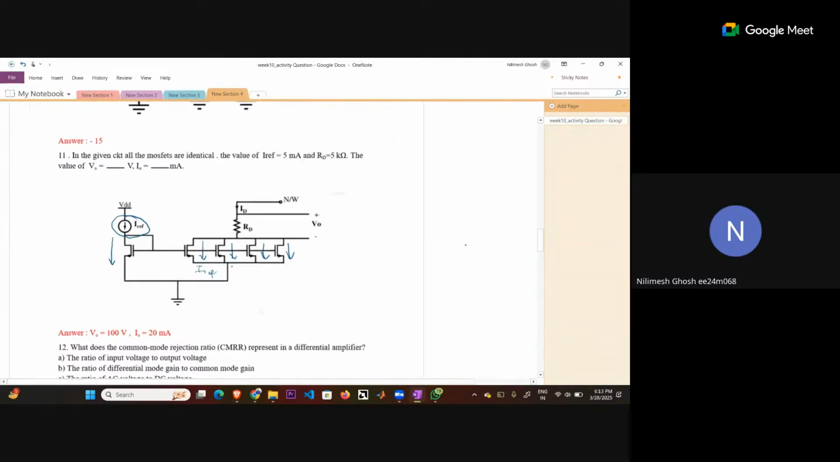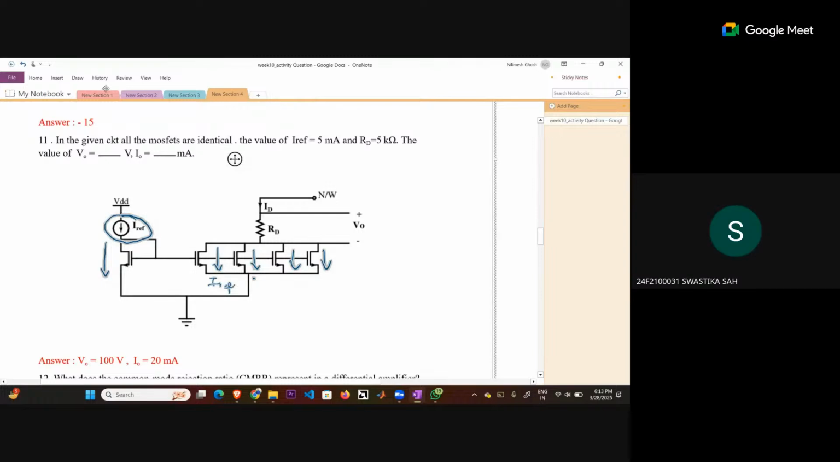Can you see my pointers? Yes, sir. Okay. So if all are IREF, then four IREF will come through this drain. So if four IREF came, whatever voltage we draw here will be four IREF into RD. Did you get it or not?